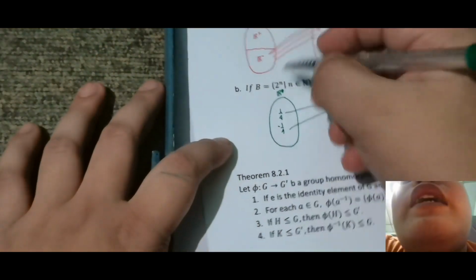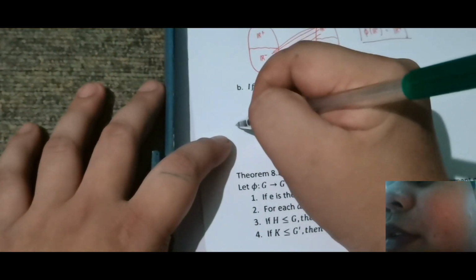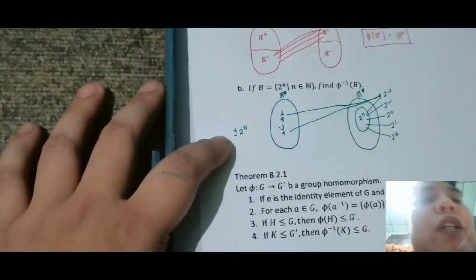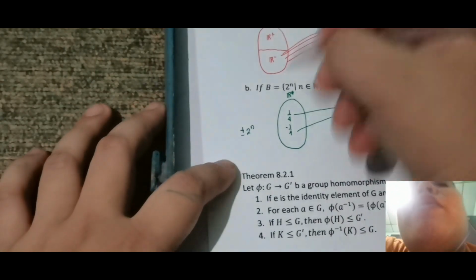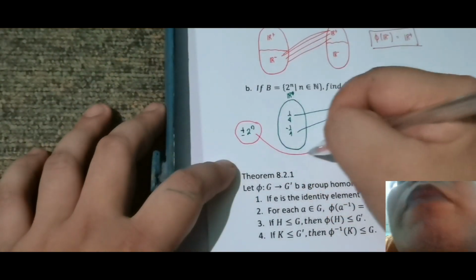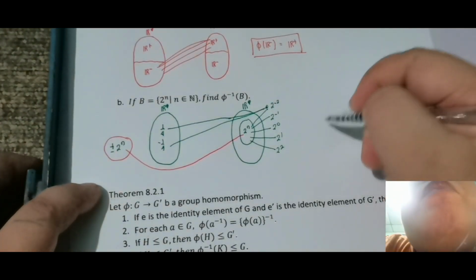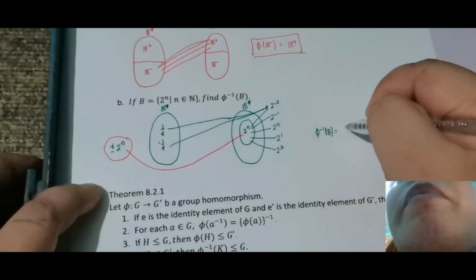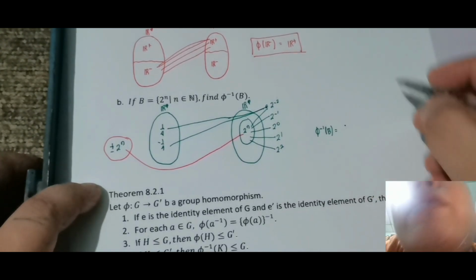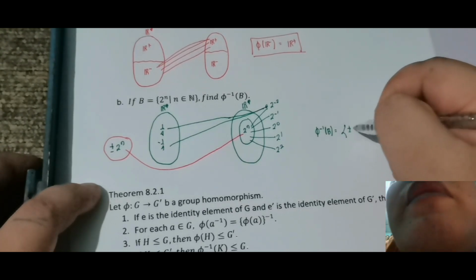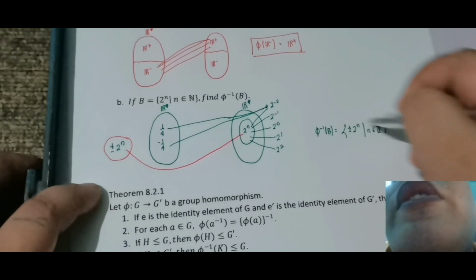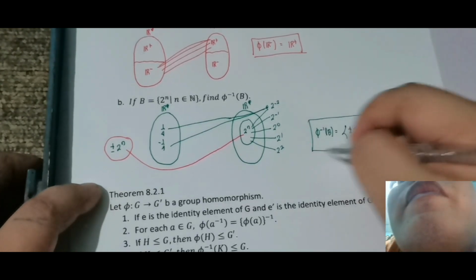Yung mga nagmap sa kanya is sila. Ang mga nagmap sa kanya is si positive and negative 2 raised to n. Lahat ng yun. Lahat ng positive 2 raised to n na yan. So, itong lahat ng to, nagmap papunta dito sa 2 raised to n. So, therefore, ano yung P of B natin? Yung P of B natin o yung inverse image of B is just equal sa positive, negative 2 raised to n such that n is an element of integers. So, this is the answer.